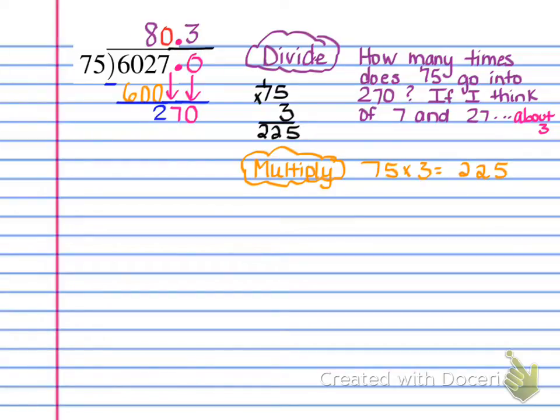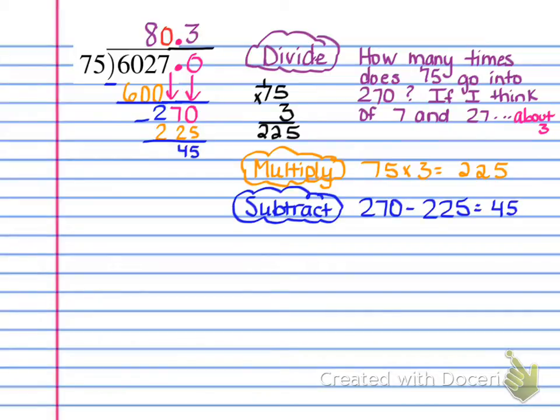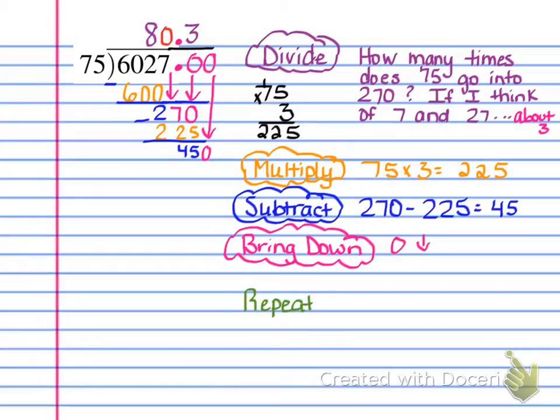So officially, I'm going to multiply and get 225, and then I'm going to subtract that from the 270. So now you're left with 45 left over. Since you've already added that decimal in the dividend and then the 0 after it, you can continue to add zeros as long as you would like to. You don't have to do anything different. So now we're going to go ahead and bring down another 0 that we just added. So now we're going to find out how many times does 75 go into 450. So we repeat those steps again.